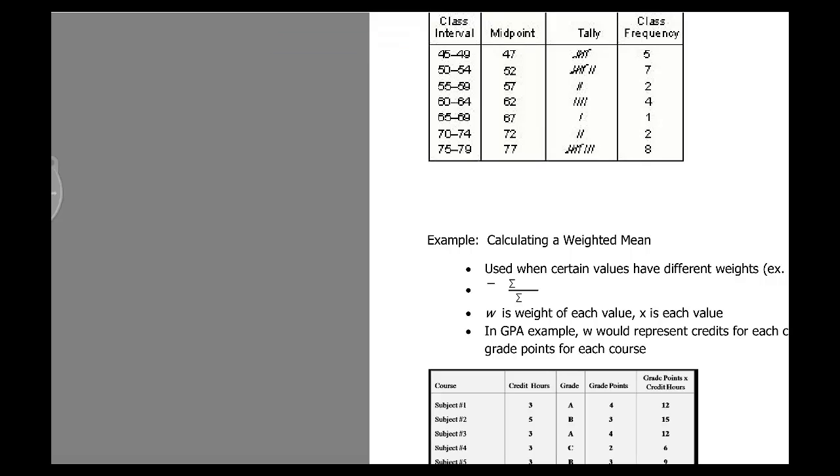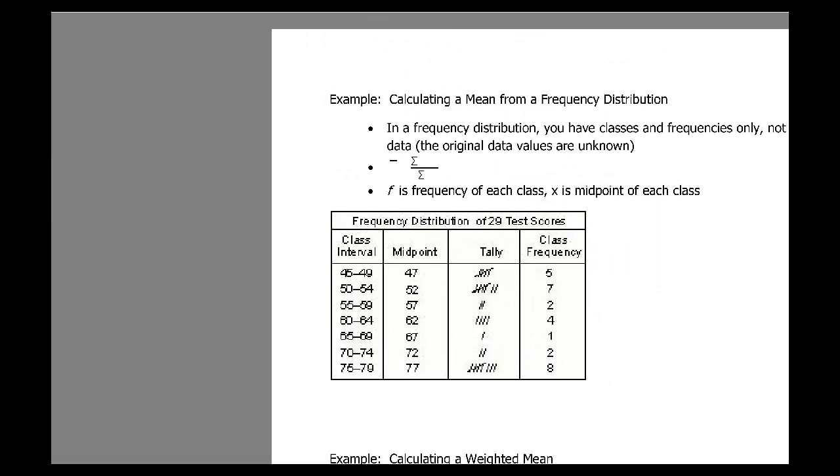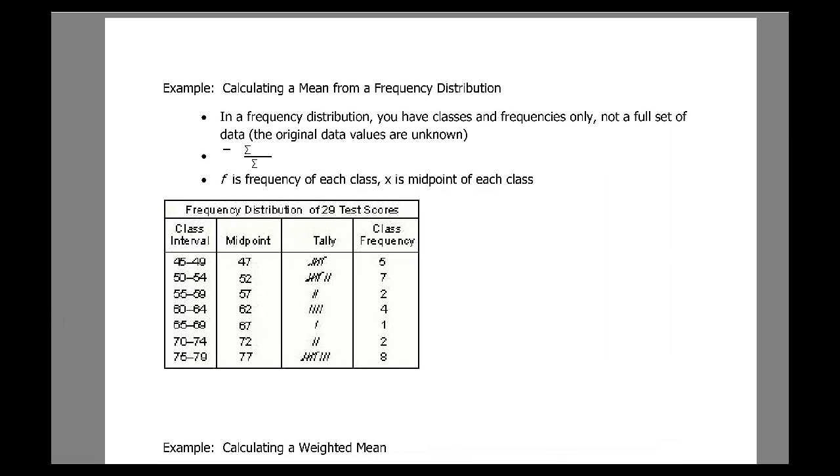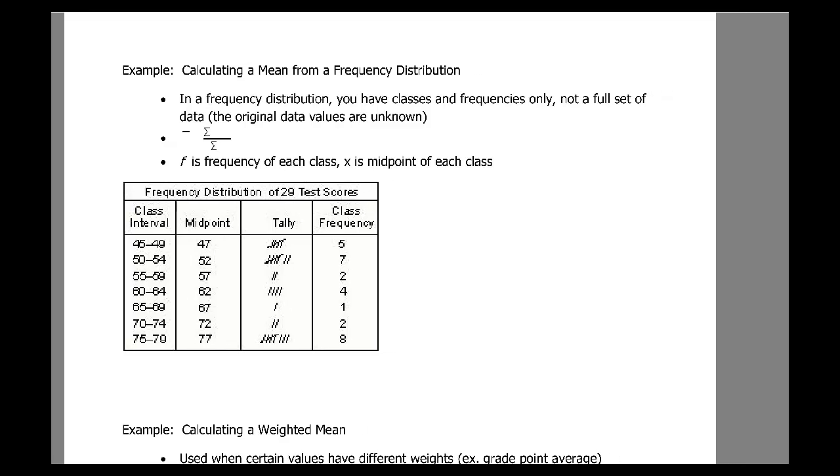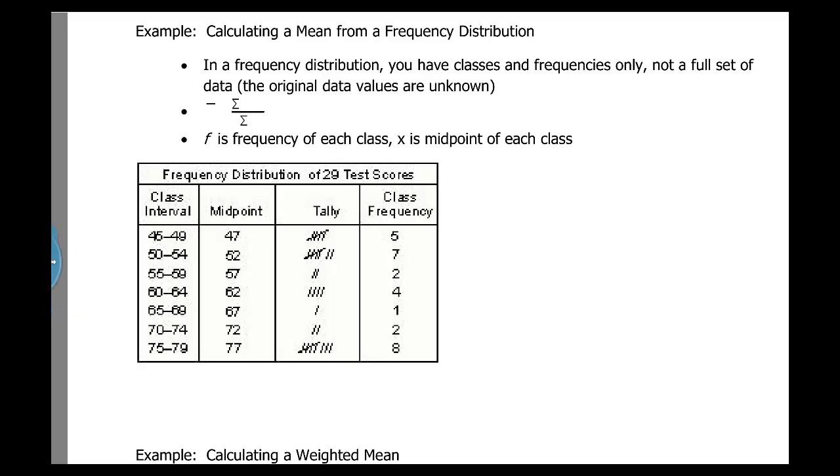Alright, so the next page in our notes, and let me just zoom in on this a little bit. We're going to calculate a mean from a frequency distribution. So we learned how to make frequency distributions earlier. And now we're going to see if we can calculate the mean if all we have is a frequency distribution and we did not have the actual list of data that the frequency distribution came from. So we are looking for the mean.